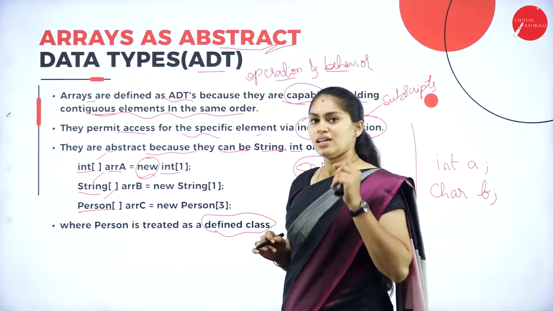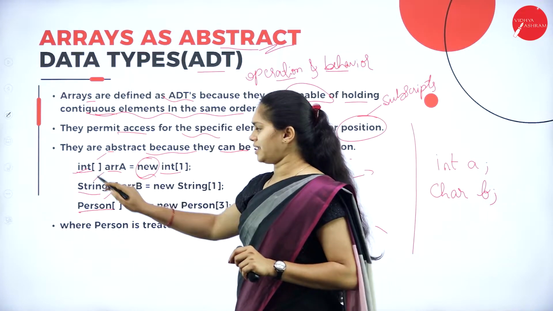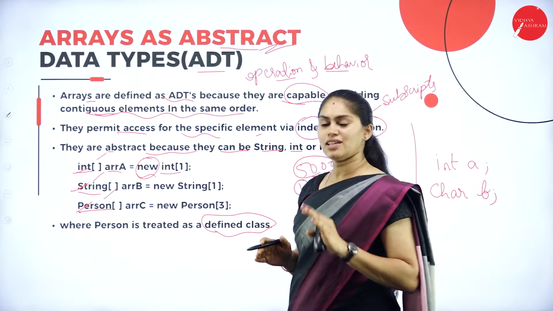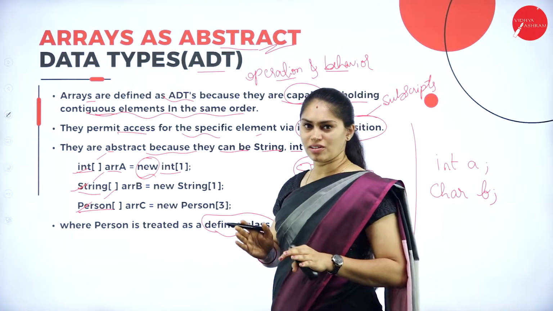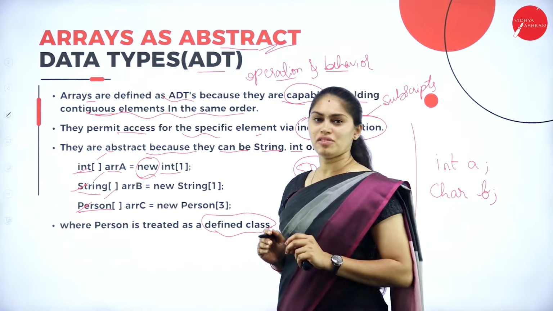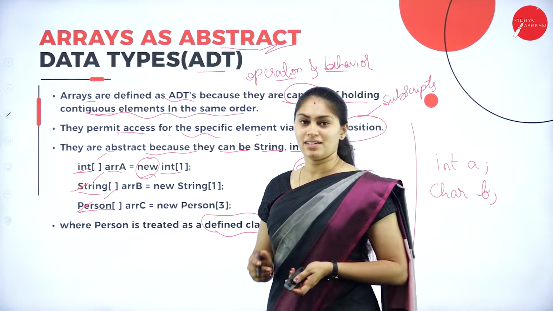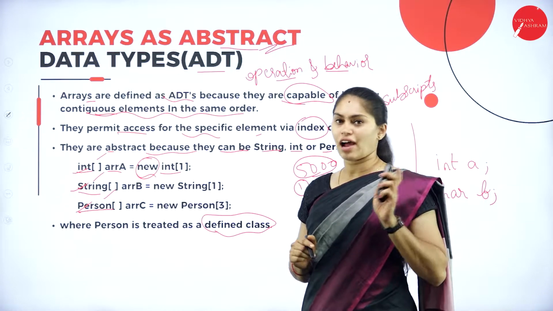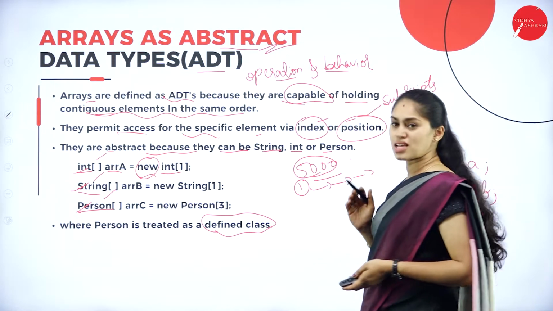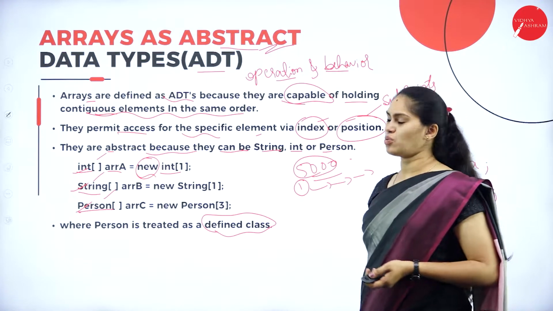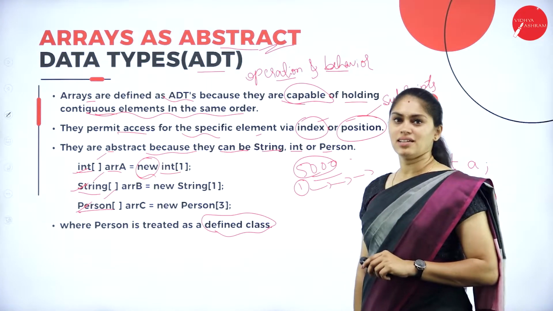That means it is not restricted to only integer or string or character or float. That is not the thing in the arrays concept. It can be any kind of data type, but the elements will be stored one after another. To access an element, we have to use this index or subscript, which specifies the position. This is considered arrays as abstract data type.